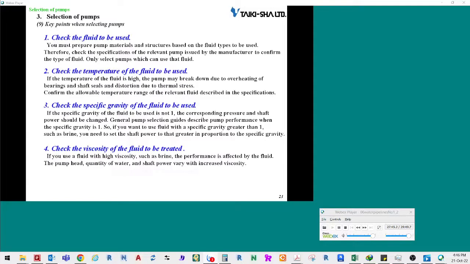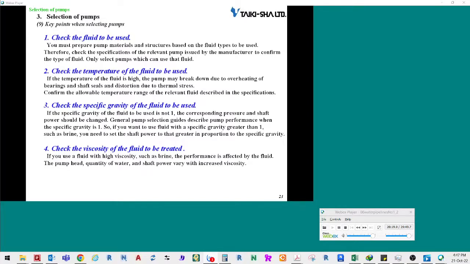Key points when selecting pumps. Additionally, the following descriptions are general key points to keep in mind when selecting pumps. 1. Check the fluid to be used. You must prepare pump materials and structures based on the fluid types to be used. Therefore, check the specifications of the relevant pump issued by the manufacturer to confirm the type of fluid. Only select pumps which can use that fluid.